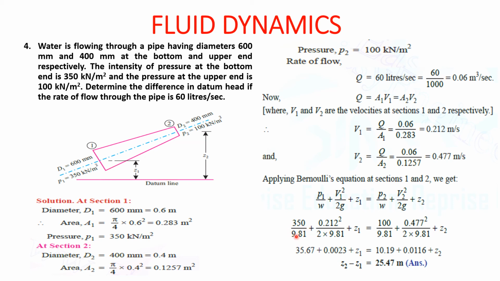So 350 by 9.81 plus V1 square, so it is 0.212 square divided by 2 into 9.81 plus Z1. So Z1 is unknown here because we have to find Z2 minus Z1. It is equal to P2, given as 100 kilonewton per meter square, divided by again 9.81, that is the specific weight of water in kilonewton per meter cube. So 100 divided by 9.81 plus V2 is 0.477, so 0.477 square divided by 2 into 9.81 plus Z2.